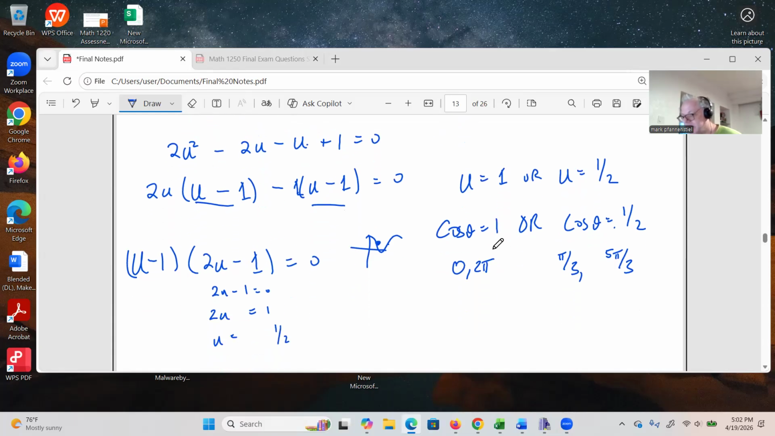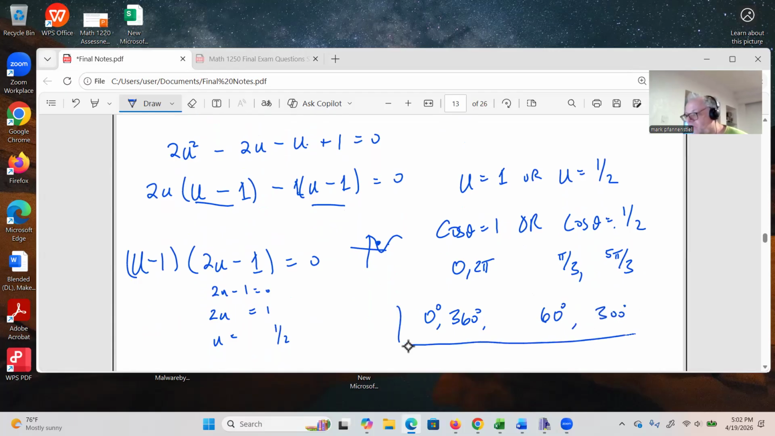If you didn't memorize your unit circle or don't want to do this in radians, you don't have to. So we have 0 degrees or 360 degrees. We also have 60 degrees or 300 degrees. And those would be your answers for this problem.